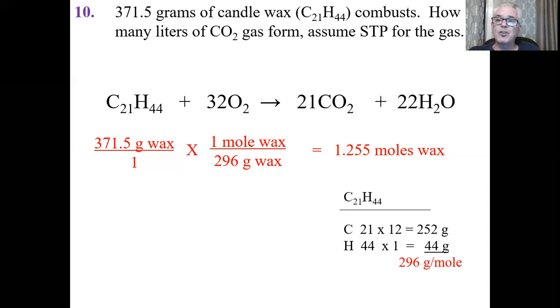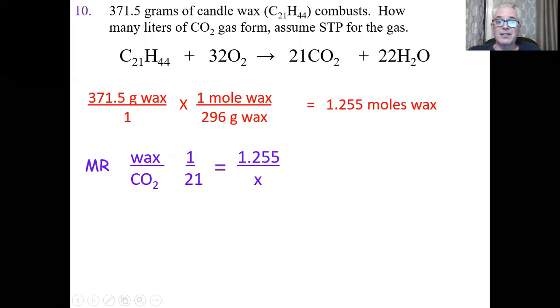So the next step is going to be to go through the mole ratio tunnel. We've got to do the ratio of wax to carbon dioxide, so we're going to set that up next. The mole ratio between wax and carbon dioxide is 1 to 21. Let's make sure we know where these numbers come from. There's 1 mole of wax and it produces 21 moles of carbon dioxide.